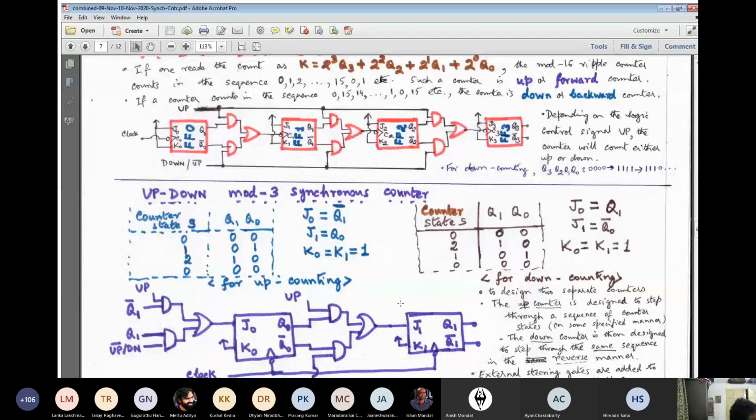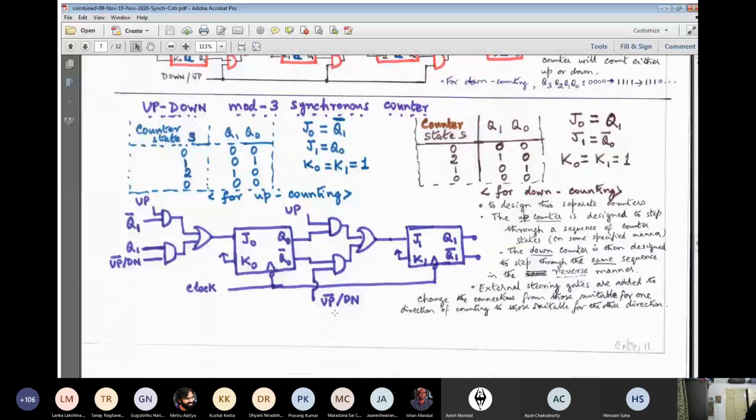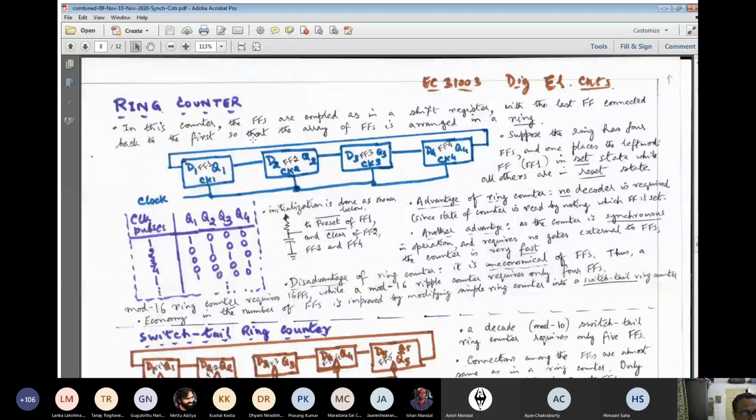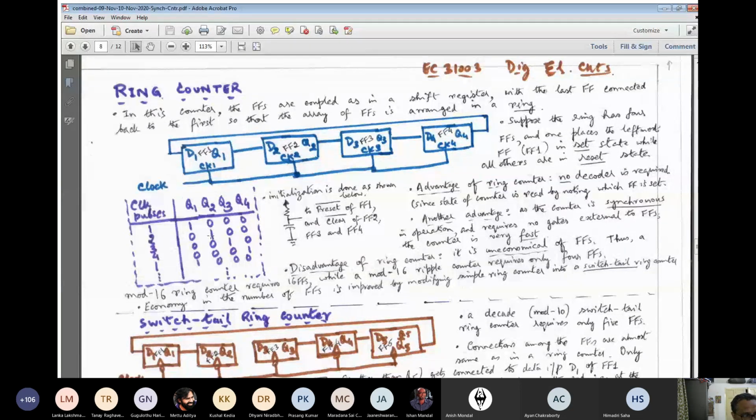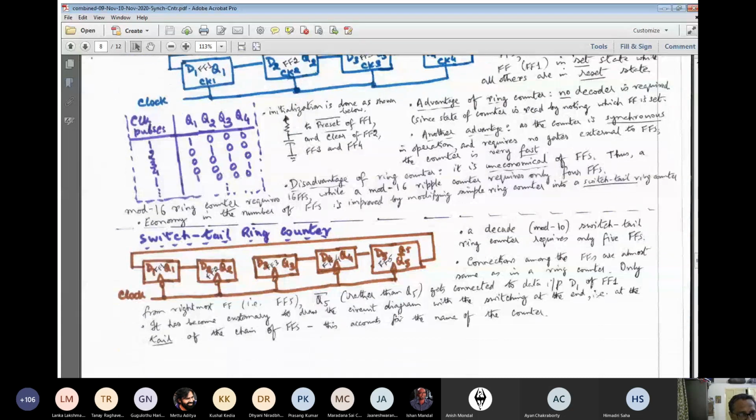Next, what we studied about ring counter. Ring counter is actually a variation of shift register. Only the end around carry combination is there, this connection, and you can read it very easily. And then switch tail ring counter to have better economy of the number of flip-flops, and then the decoding logic of the switch tail ring counter.